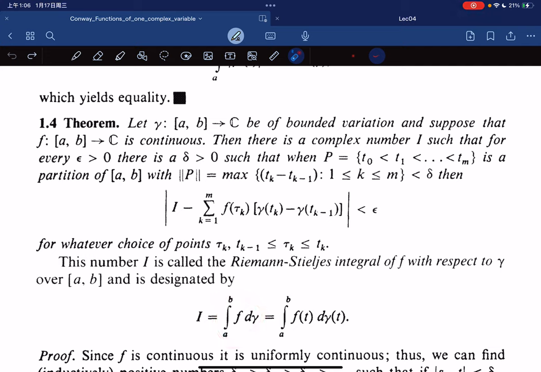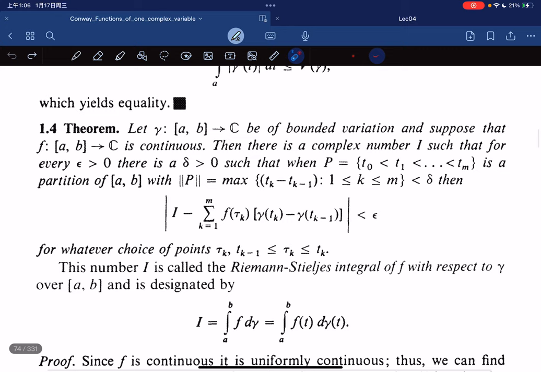And this I is denoted as the integral of f d gamma or f(t) d gamma(t). But in short, we just write f d gamma, okay? Because this t is a meaningless symbol. Okay, so this I is the integral, which means that if you're bounded and you're continuous, then the integral exists. Okay?